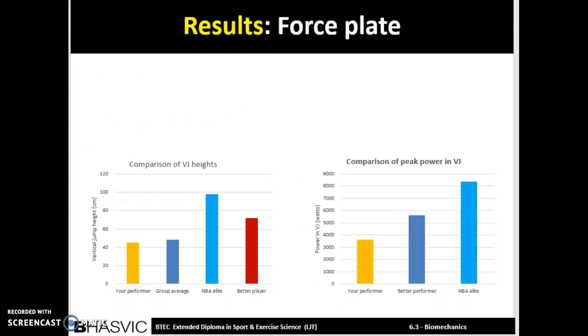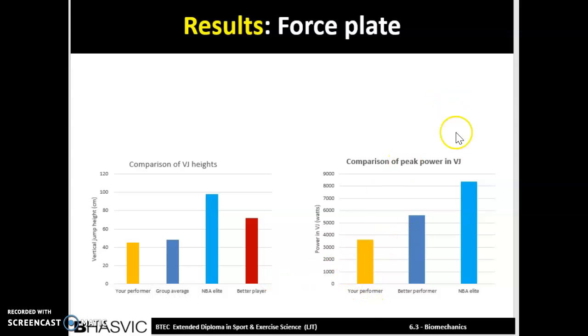These are the results that were gathered from the investigation, looking at my performer. So this is my performer here, obviously just under the group average, nowhere near the NBA elite results of close to 100 centimeters in height, and obviously this is my better performer. So it's clear that my performer would need to work on their power and height in their vertical jump, as this could potentially be letting them down during a basketball game.